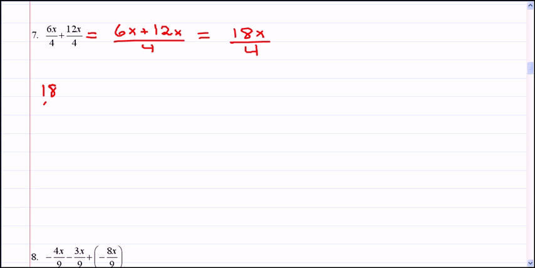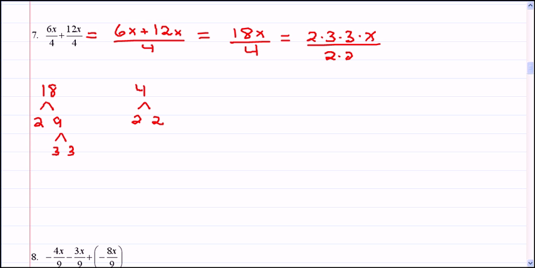So I take 18 and write the prime factorization, and I take 4 and write the prime factorization. So if I expand out 18x, I have 2 times 3 times 3 times x, and then 4 is 2 times 2. The 2's cancel, and I multiply together what's left, and I have 9x over 2.